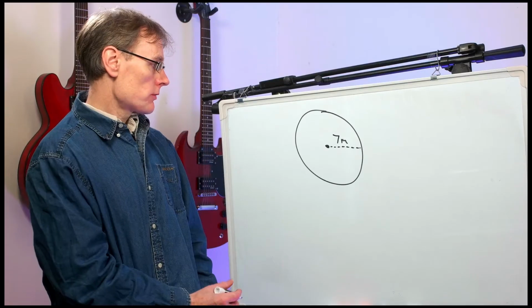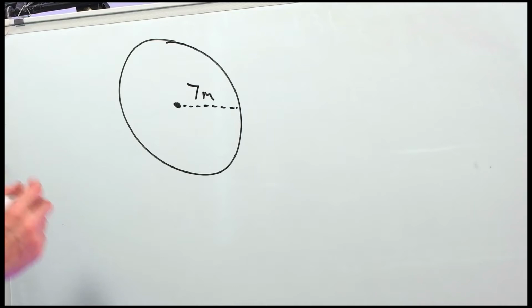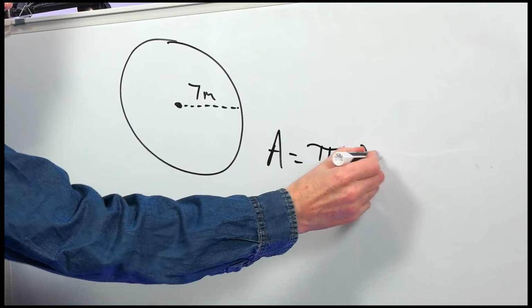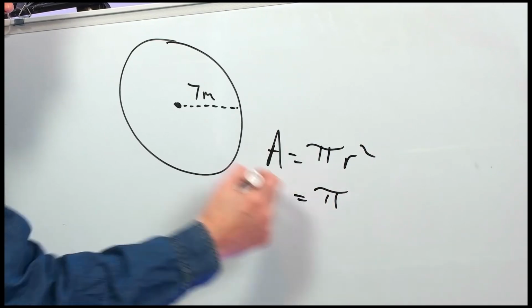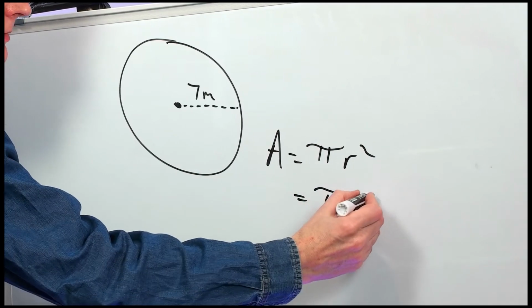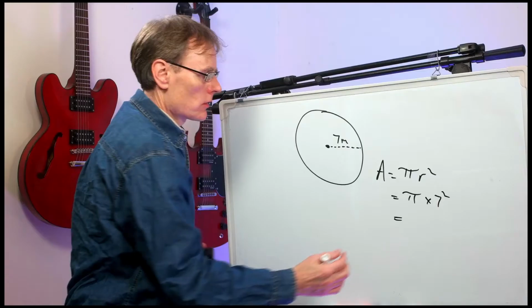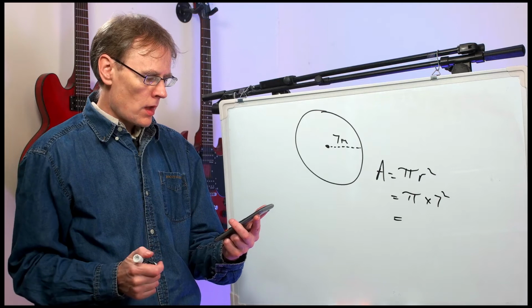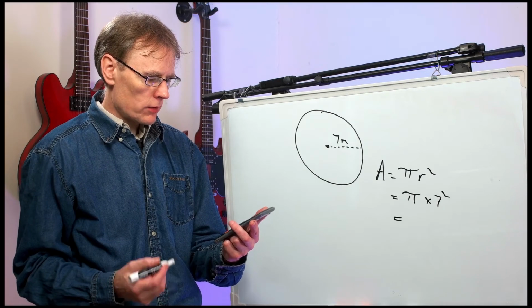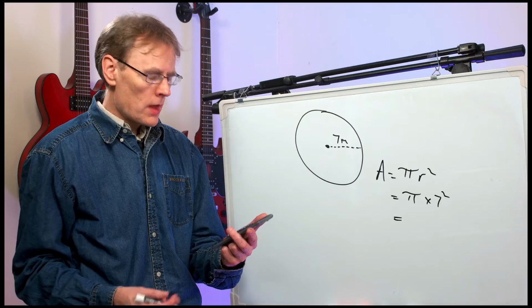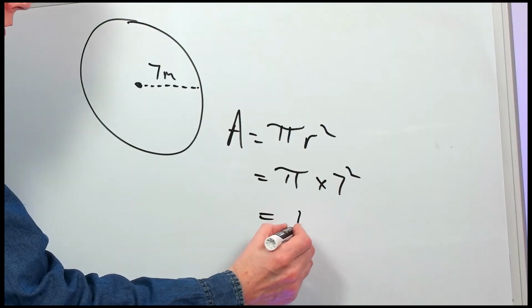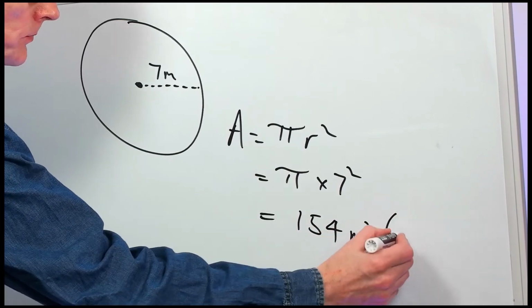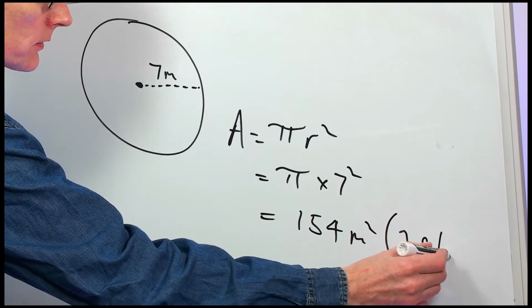So here's a circle with radius 7 meters. The area is going to equal pi r squared. Pi times 7 squared. Pi times 49. So ask the calculator. Pi times 49 equals 153.93804. That would round off to about 154 meters squared to 3 significant figures.